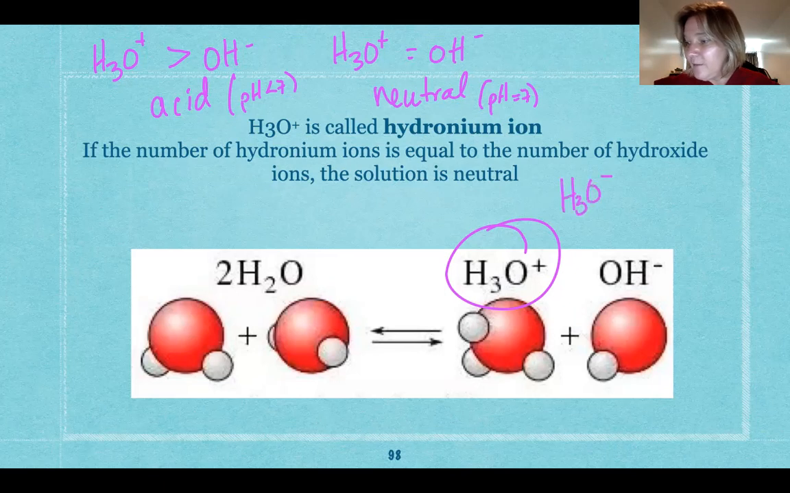If hydronium is less than hydroxide, that's a base. And so that's how we determine whether something's acid or alkaline or basic.